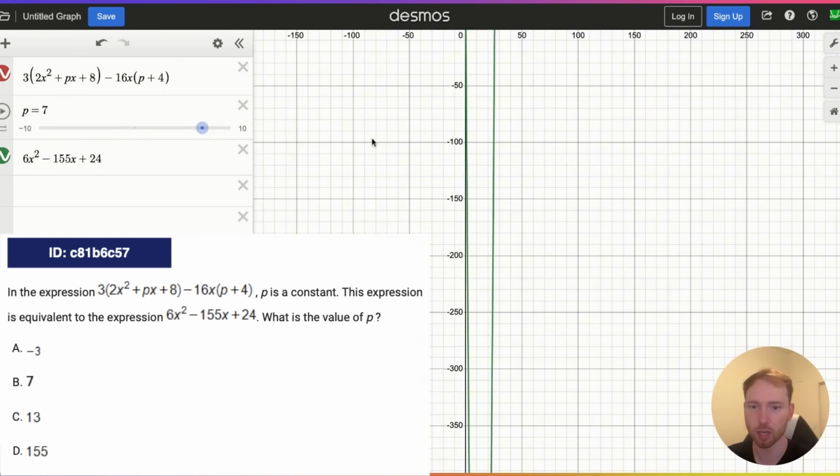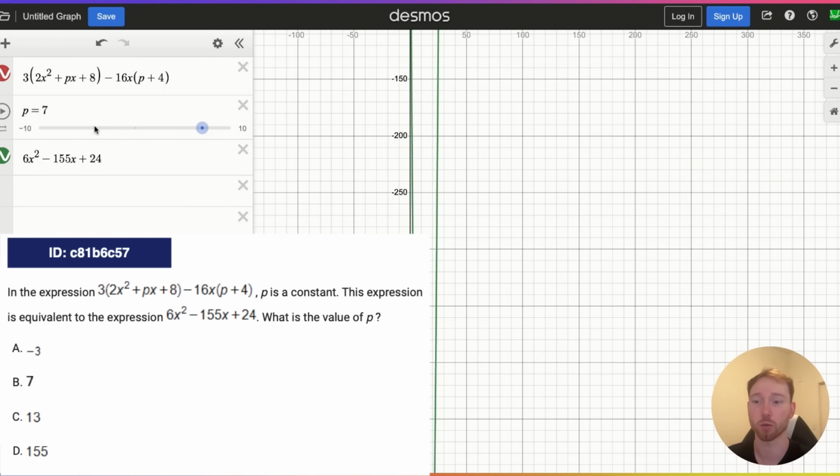When I plug it in, my line disappears, and that's because whenever you have two same lines, they will be over top of each other. You just want to click the colored circle to the left of your equation to turn it off and on. So I can see that both of these graphs are overlapping, meaning they're the same equation, and B is the correct answer for this question.